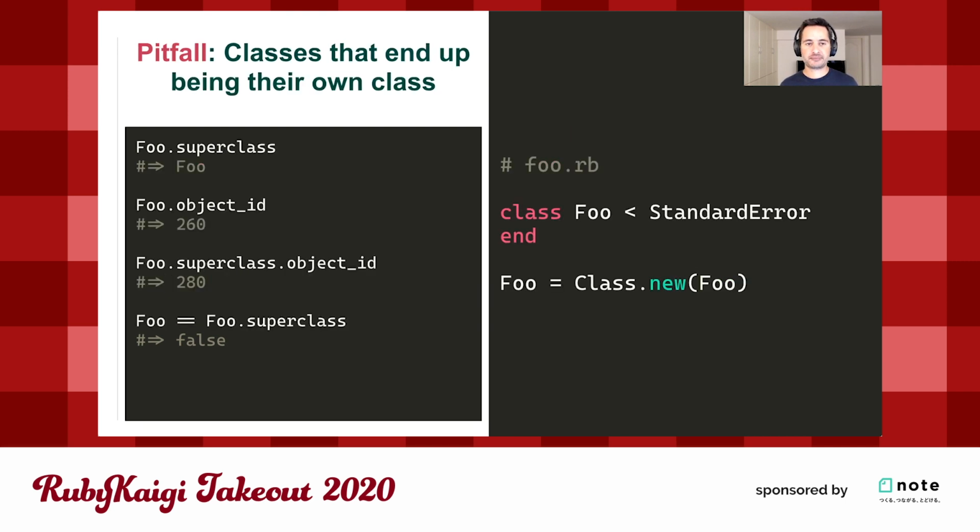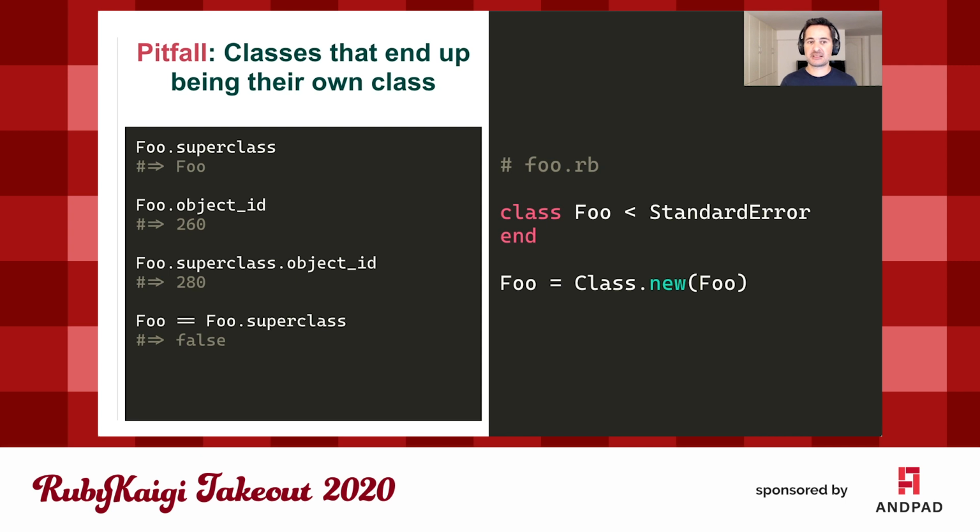Another pitfall, and this is one of my favorites, and this is adapted from an actual gem code, but simplified. There are a few gems out there that actually use this technique. So this is a class that ends up being its own class. Here it's very simple. You define the class Foo and subclass it from StandardError, but then you create a new class using Class.new that subclasses from Foo, and you assign the result of that to the Foo constant by overwriting that name.